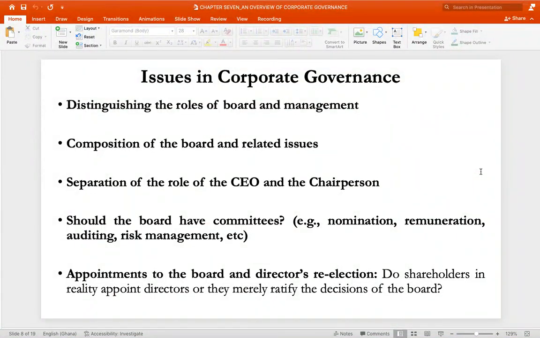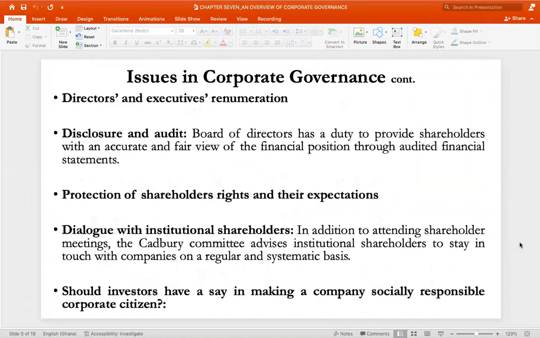So the issue is still there, that when it comes to the appointment of members to the board and directors' re-election, do shareholders really play the role that in theory they are supposed to be playing? Okay. Or is the current way of doing it the best way of handling it? So it's another thorny issue in corporate governance.